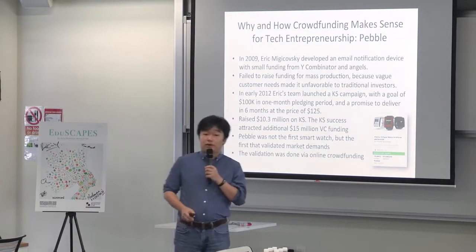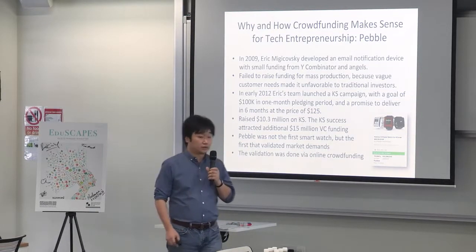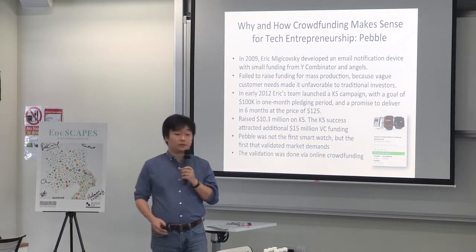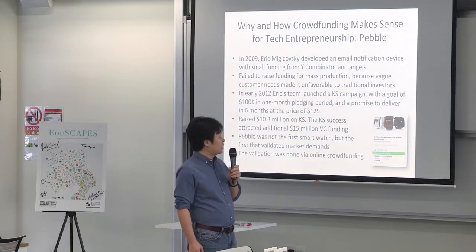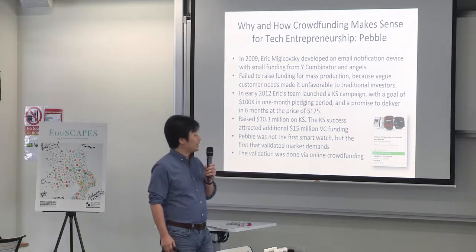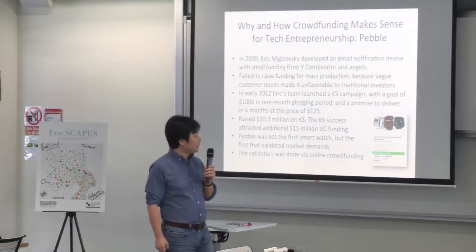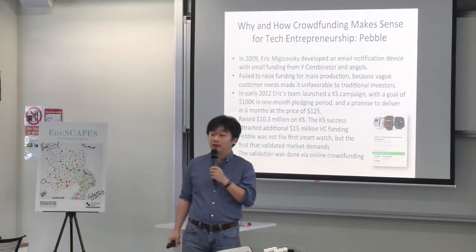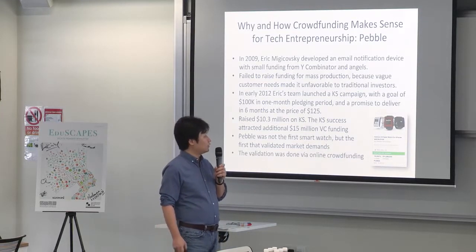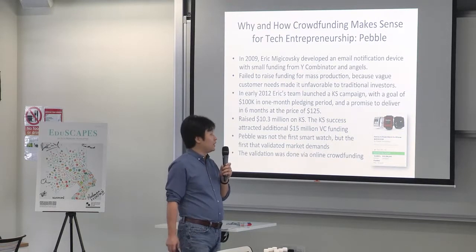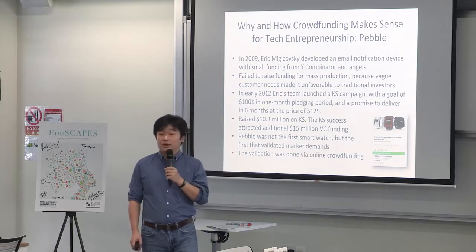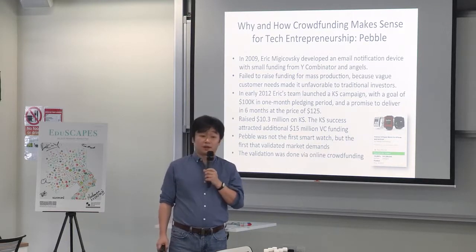So I want to give you an example of how crowdfunding makes sense for tech entrepreneurship. The Pebble smartwatch has been a very popular product and company in the past few years, but it started as a small email notification device in 2009, with some funding from Y Combinator and angel investors. But the company failed to raise funding for mass production of this hardware project because of vague customer needs. Venture capitalists were not interested in such a project without clear market demand.